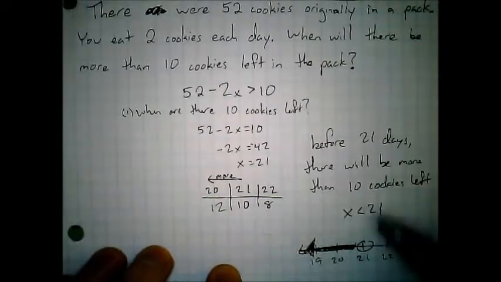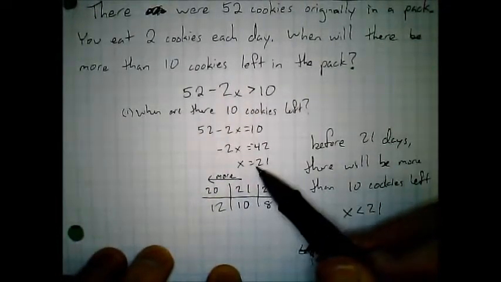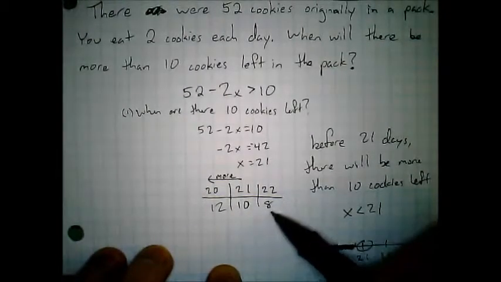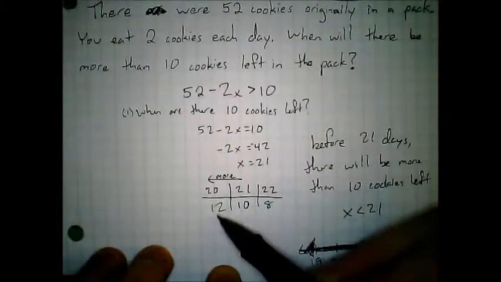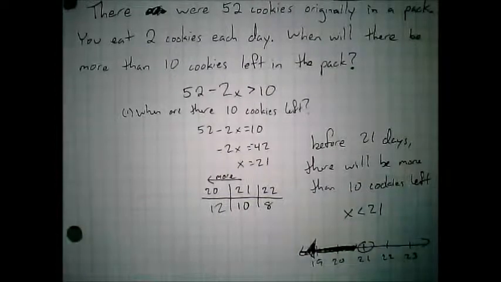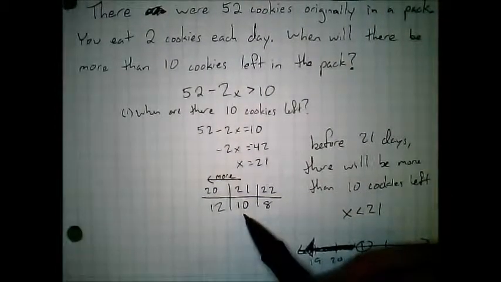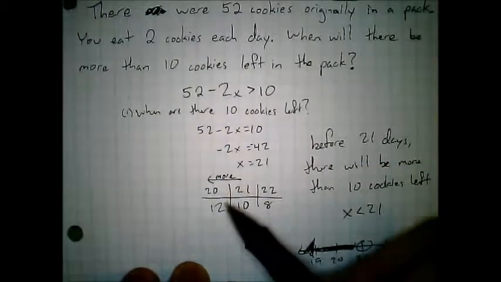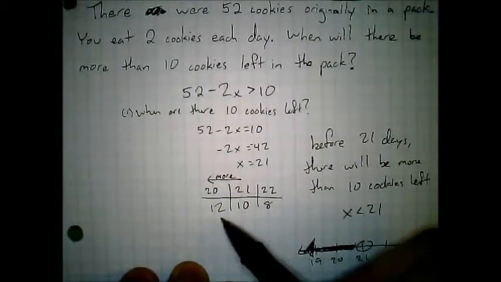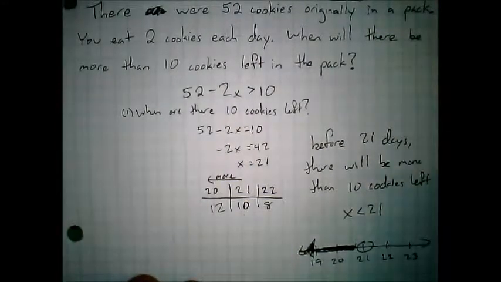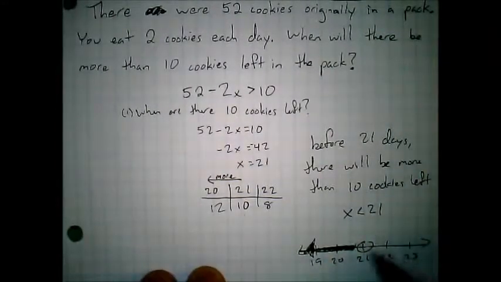So we make ourselves a little table. We start with when we have exactly 10 cookies left, so 21 days we have 10 cookies, and we understand the pattern. What is it after 22, after 23, at 20, at 19? Then we ask ourselves, which do we want? Do we want before the 21 days or after the 21 days? We want more than 10 cookies, so we look at where there are more than 10 cookies. Well, that's before 21 days. And then our answer, again, is our inequality and our number line.